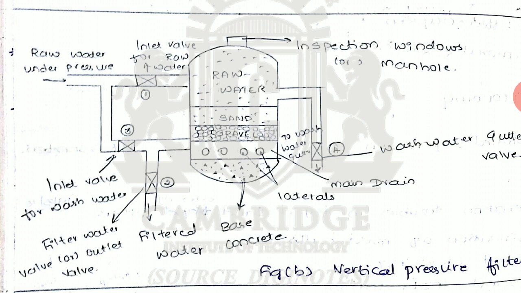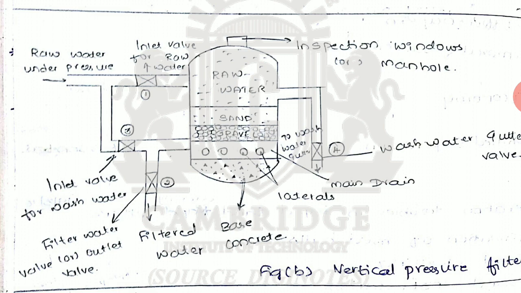This filtered water is moving towards valve number 2, that is the filtered water. This filtered water can be used for further treatment like chlorination, to kill bacteria, for controlling biological parameters. And here valve number 4 is provided for wash water.